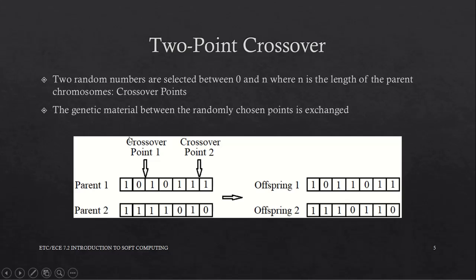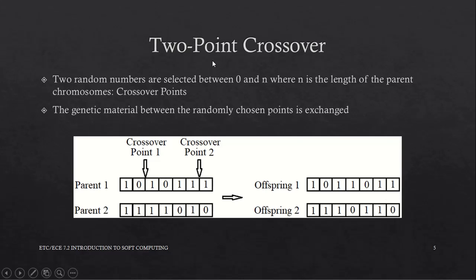To understand this better, let us consider this example. Here, we have two parent strings with the binary valued entries. The first parent is 1010111 and the second parent is 1111010. Let the crossover points be 1 and 5. The genetic material in between these 2 points, that is 1011 and 1101, is exchanged. So the offsprings are 1011011 and 111010. This is the 2-point crossover.